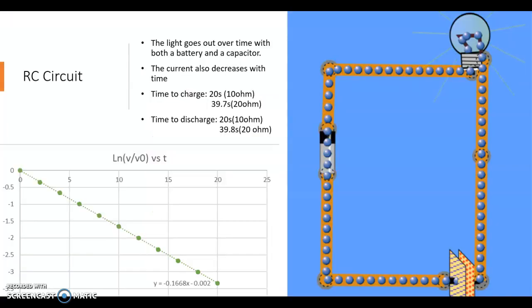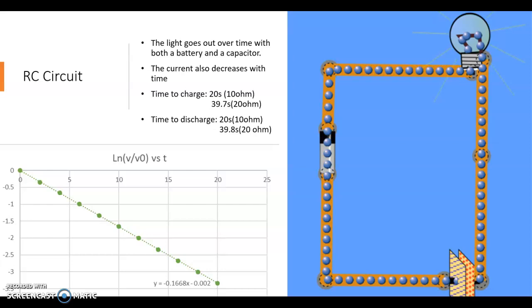So here's my model for the RC circuit, where we added a light bulb and a capacitor. So I observed that the light bulb went out over time when it was charged by both a battery and a capacitor, and this was like an exponential decay, like we saw graphs during lecture of. The current also decreases with time, and this is in a similar way, like it is an exponential decay as it runs out of charge.